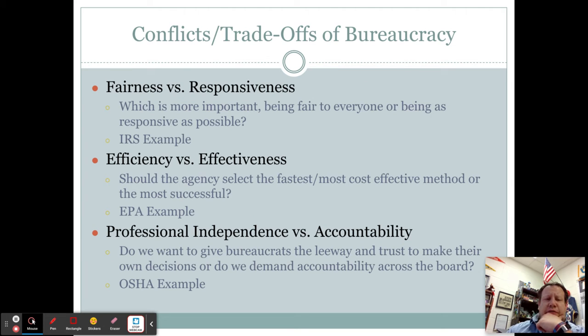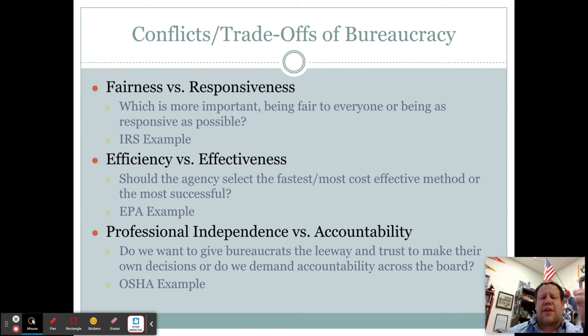Here are some of the things we have here. For example, there is fairness and responsiveness. So what's more important, being fair or being responsive, taking care of situations? The IRS is a great example. The IRS is known to not necessarily be the most responsive or fair organization for that matter, but they're going to take care of issues for you and make sure they happen. So what's more important, that they take care of the problems or that they're fair in taking care of the issues?